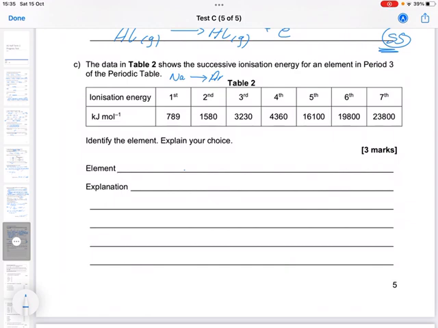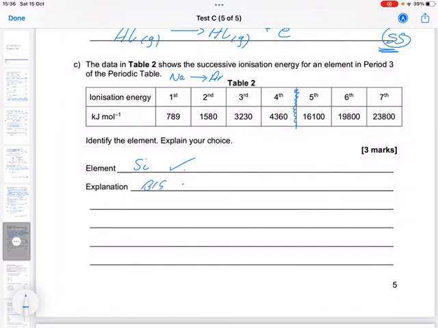So we've got 800, 1500, 1500, 3000, 4500, and then 16,000. So I think you can see there that we've got a big jump after the fourth electron. So it's in group 4 of period 3, which means the element is going to be silicon for 1 mark.